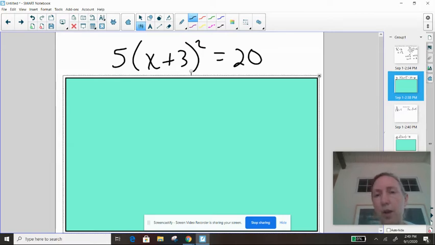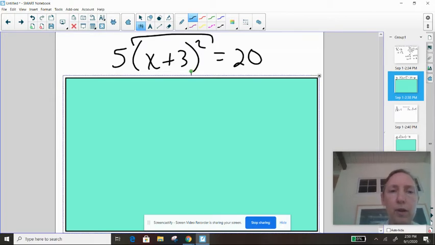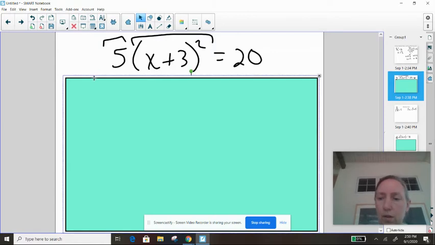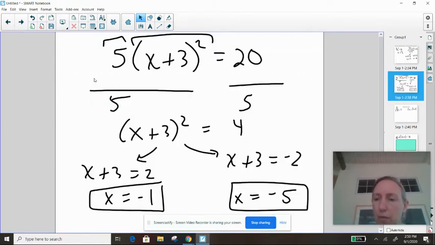It's a little harder because there's an extra step, but just like in regular solving of equations, you are now isolating the squared quantity, and you are going to start by getting rid of the coefficient of 5 by dividing both sides by 5. So go ahead and pause your video, answer that question, and then come back and see if you got it right. So hopefully you got answers of -1 and -5. If you didn't, pause your video again so you can look through my work and see where you went astray.